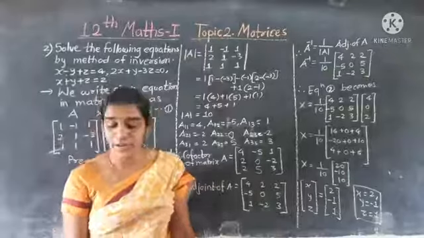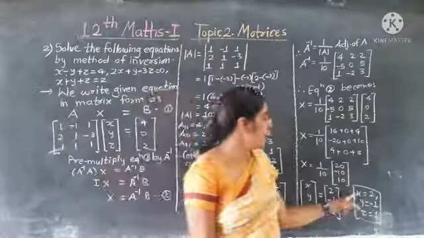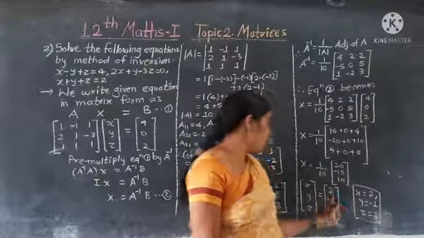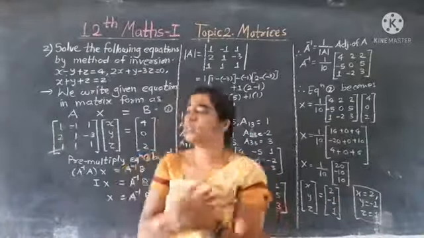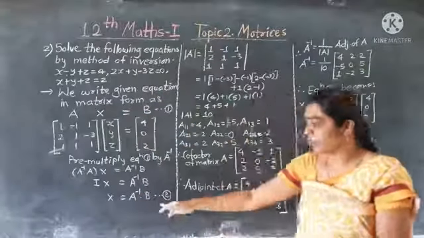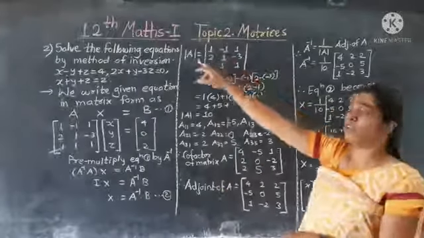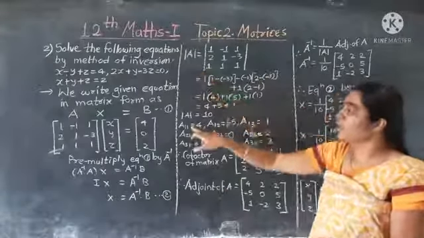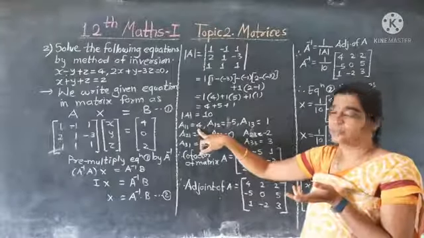By equality of matrices, you write x is equal to 2, y is equal to minus 1 and z is equal to 1. Okay students, here it is of 3 by 3, you write this way. Up to this step is easy. Now here you find the inverse. For this you will find the determinant, then write the cofactor. Here I write the cofactor directly.